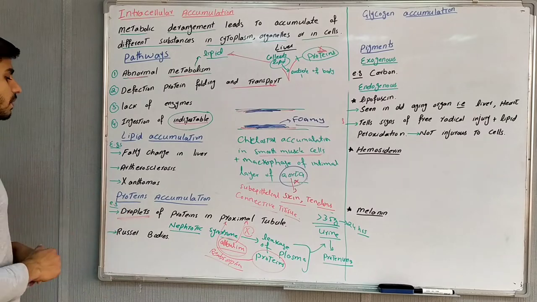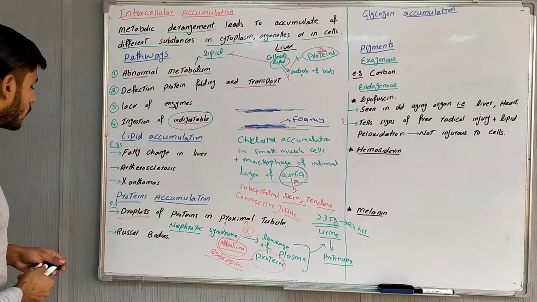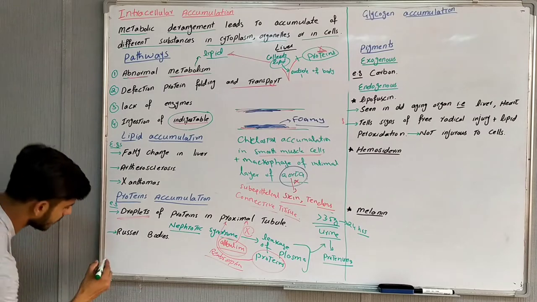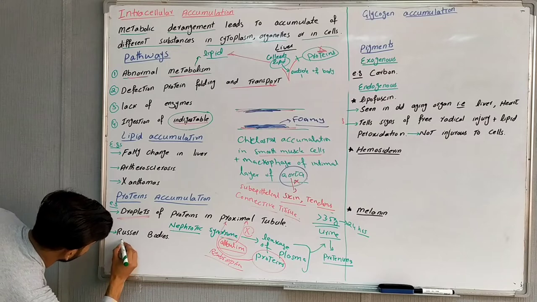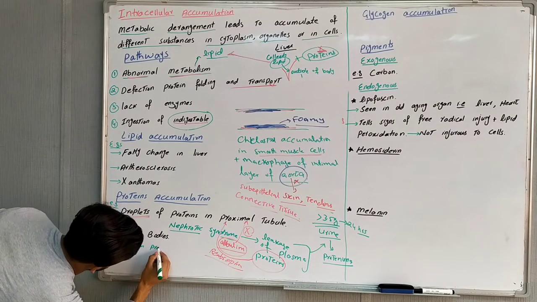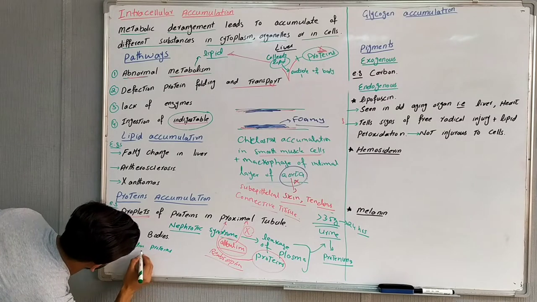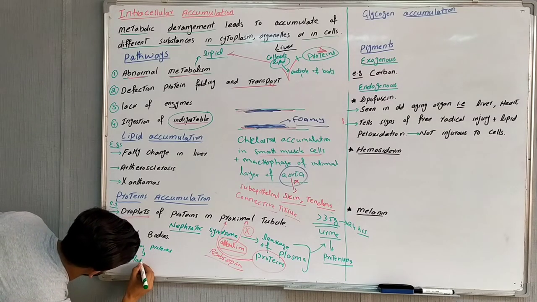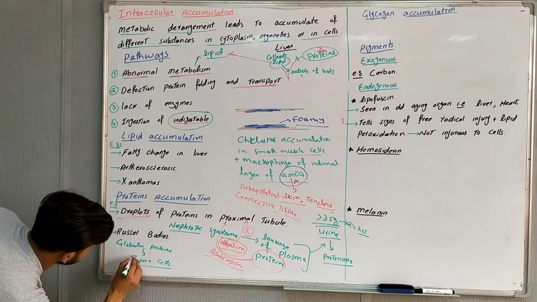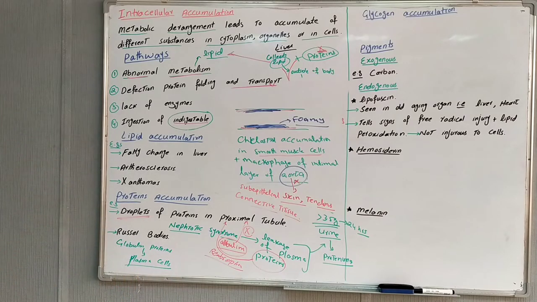So this is about the accumulation of plasma protein in the proximal tubule. Next is the Russell bodies. What is a Russell body? It is nothing else, it is just globulin proteins accumulation in the plasma cell.